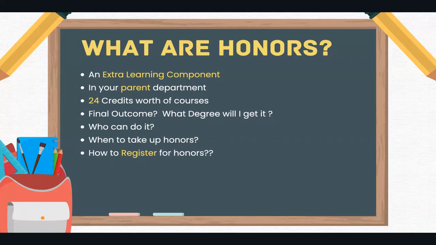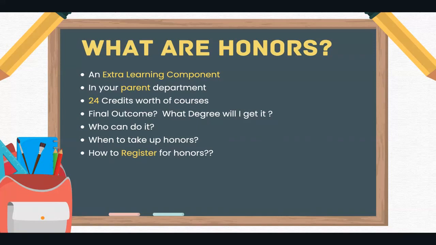What will be the final outcome? If I am in the civil engineering department and if I do an honors, then on my degree certificate it will be written as BTech in civil with honors. Who can do it? Anybody in the department can take up honors of their own department. Some departments do not offer honors, so you can confirm with the department if a department gives the option of offering an honors degree or not.